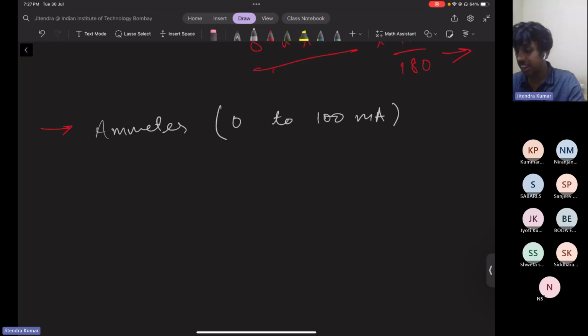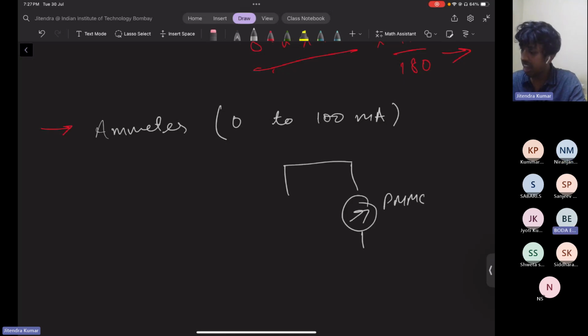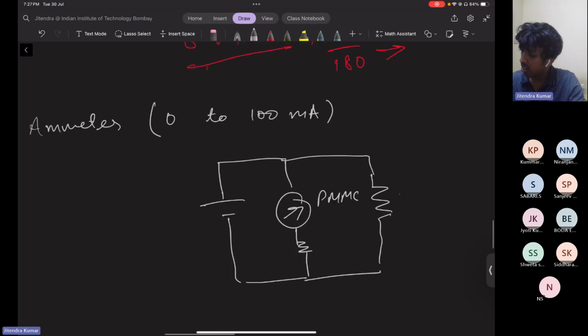Unfortunately, in an ammeter, we will have to connect our resistance in shunt to this PMMC. This will have some internal resistance. So there will be one shunt resistance. For a voltmeter, we connect it in series. So do not get confused between voltmeter and ammeter. In an ammeter, always shunt. In a voltmeter, always series.